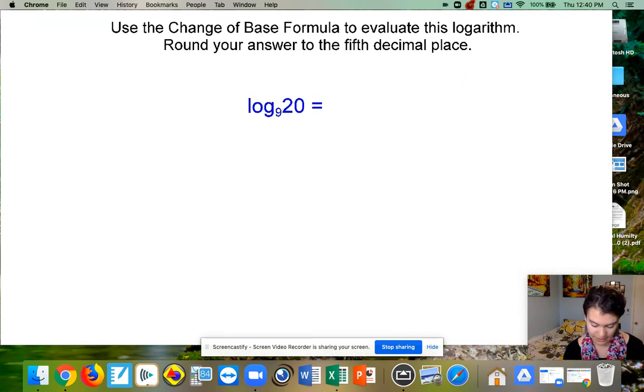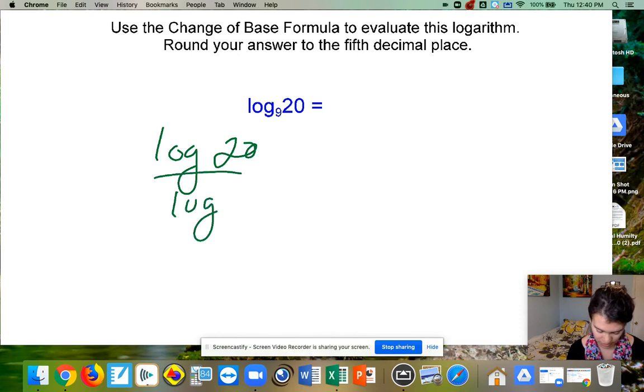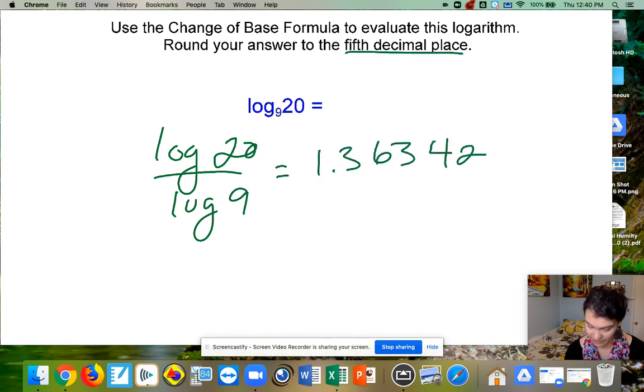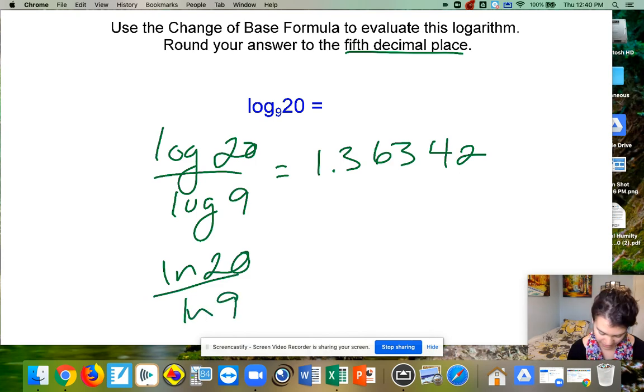So if we're doing this, if you have a newer calculator, you might be able to do it by hand, but if not, this would become log of 20 over log of 9. Enter that into the calculator, and you'll get 1.36342, because it's to the 5th decimal place. And again, you could also do the ln of 20 divided by the ln of 9, and you'd get the same thing.